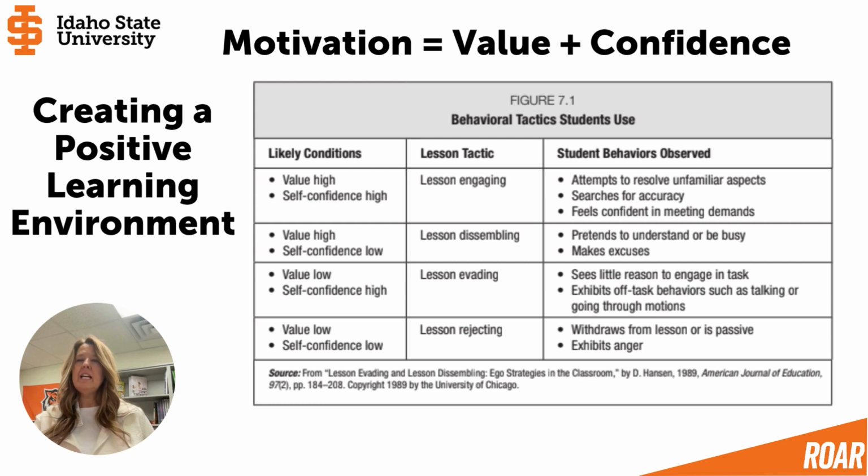In a 1989 study of 200 elementary students, Hansen determined that there were 4 behavioral tactics that students would employ when encountering a task and weighing that task against their perceived ability to be successful. These are engaging, dissembling, evading, and rejecting. These are the tactics that are used as a means of self-protection, and they are most often used in certain conditions. So pause here and take a minute to look at the table.